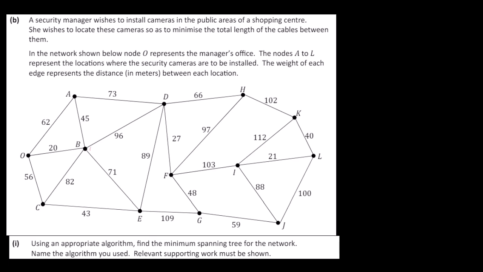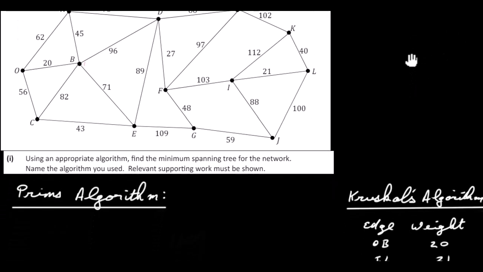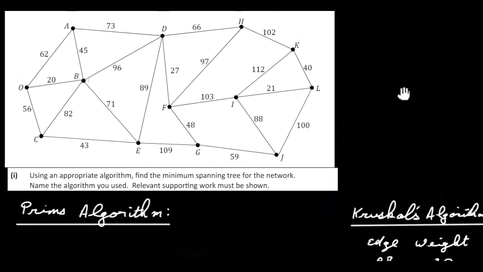Using an appropriate algorithm, find the minimum spanning tree for the network. Name the algorithm you used. Relevant supporting work must be shown. Okay, so there are two ways of doing this. One is using Prim's algorithm and the other is using Kruskal's algorithm. I'm going to do it both ways just to show you that we'll get the same answer. But you can skip on through the video if you're happy enough with both of these or one of them.